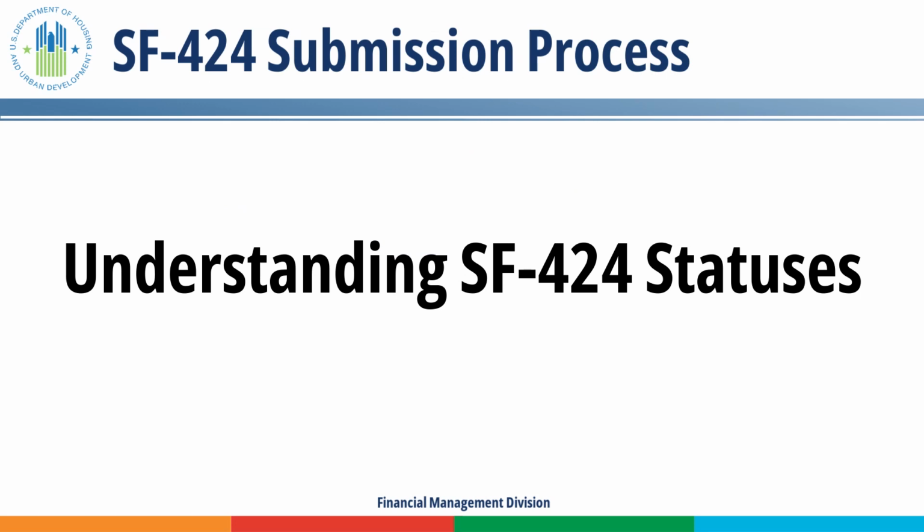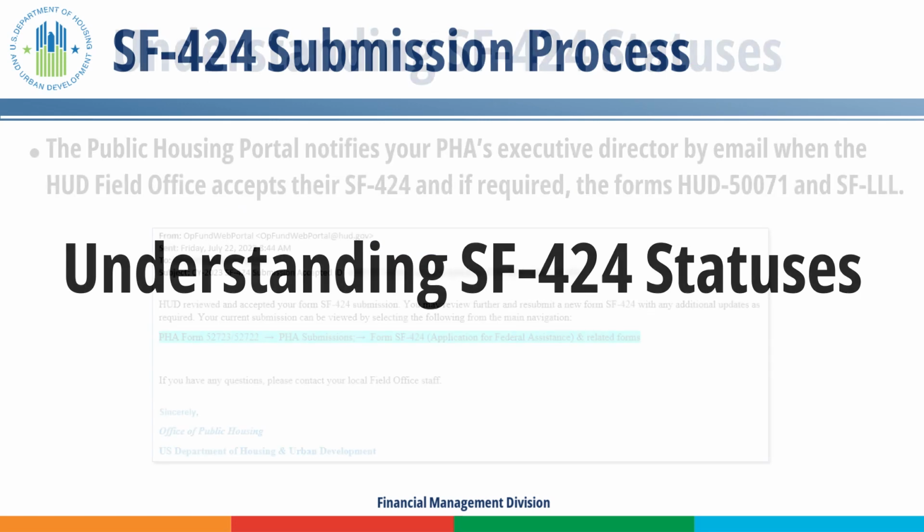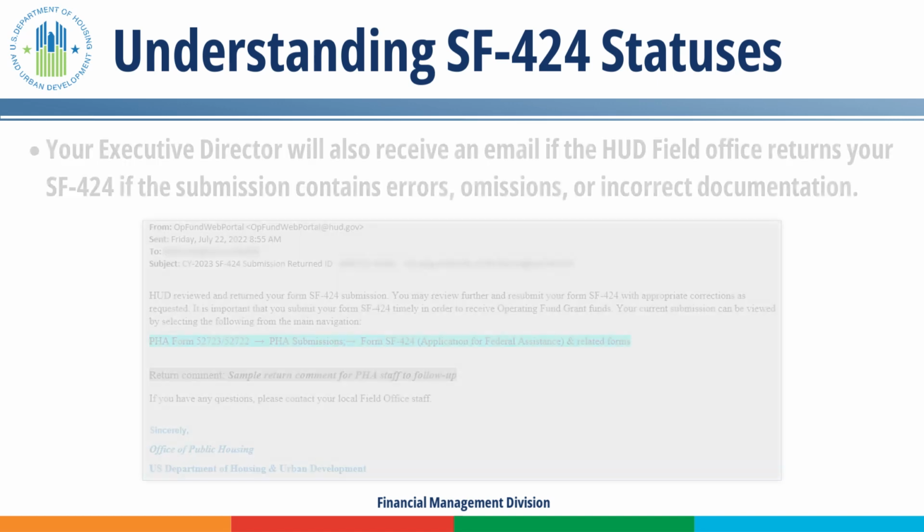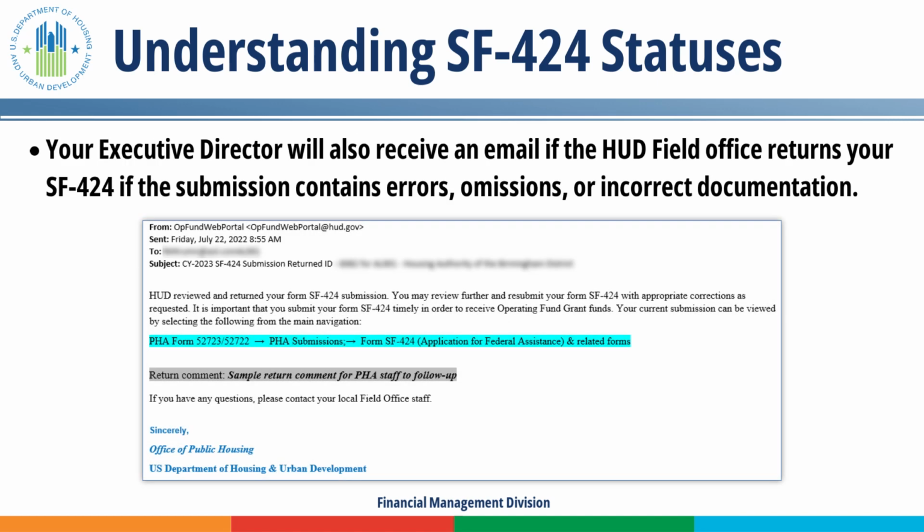Understanding SF-424 statuses. The Public Housing Portal notifies your PHA's Executive Director by email when the HUD Field Office accepts their SF-424 and, if required, the forms HUD 50071 and SF-LLL. Your Executive Director will also receive an email if the HUD Field Office returns your SF-424, if the submission contains errors, omissions, or incorrect documentation.